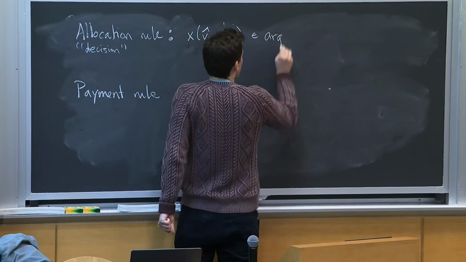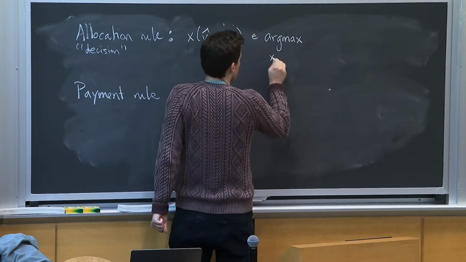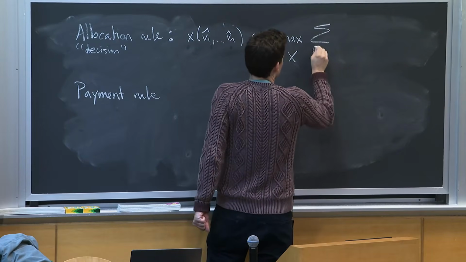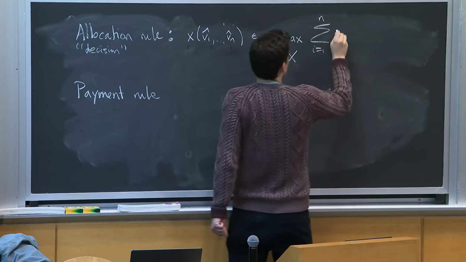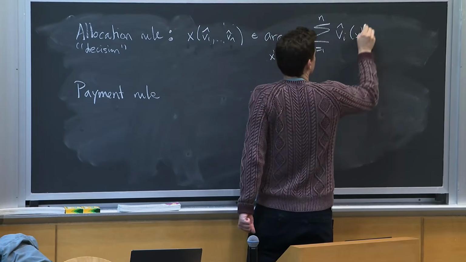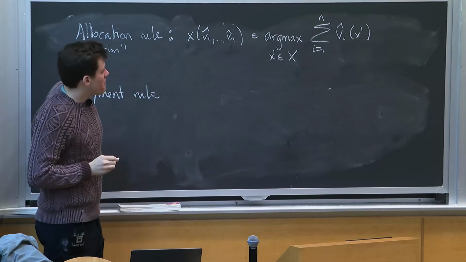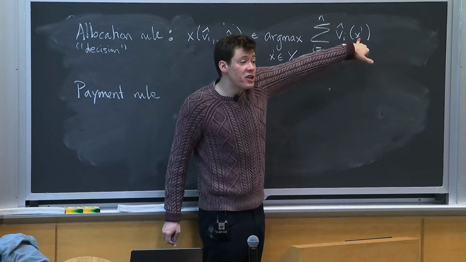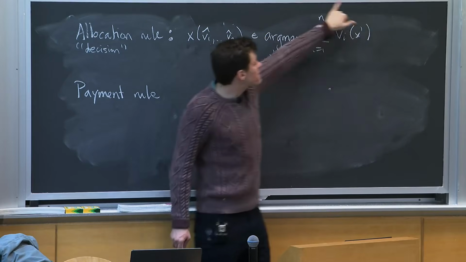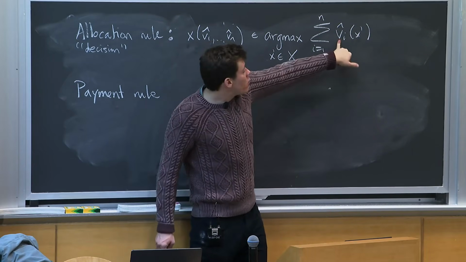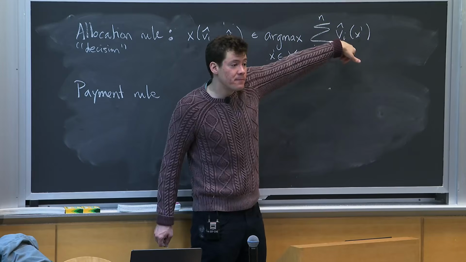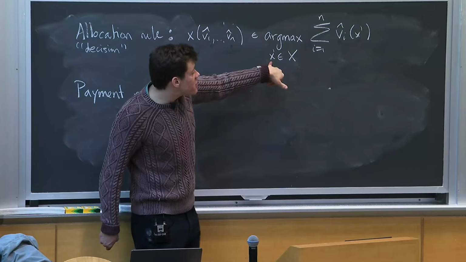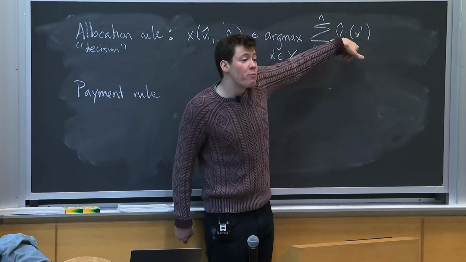This is going to be in the argmax. I think the notation here is a little tricky. Of x prime in X, of the sum. So let's just understand what this is. This says if we choose decision x prime, what is the sum of the players' utilities when we compute them with respect to what they report? Taking the argmax of this says we're going to choose the decision that maximizes the sum of the reported valuations.